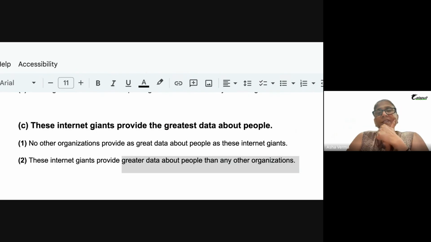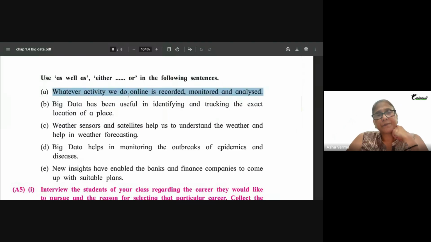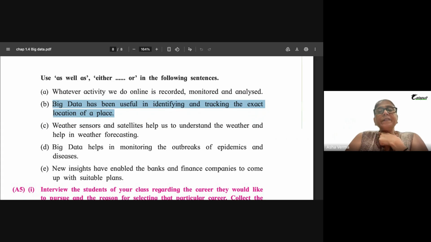Whatever activity we do online is recorded, monitored, and analyzed. Big data has been useful in identifying as well as tracking the exact location of a place.